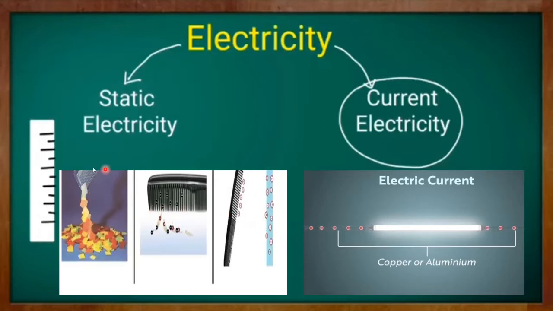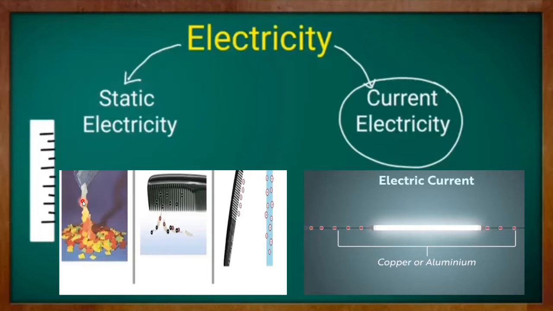In all the examples you can observe there is a comb, isn't it? If you take a comb and rub it against your hair and bring it near a piece of paper, then the pieces of paper are attracted by the comb. Why is it so, children? I think most of you have already done this activity. You can use your scale also instead of a comb.